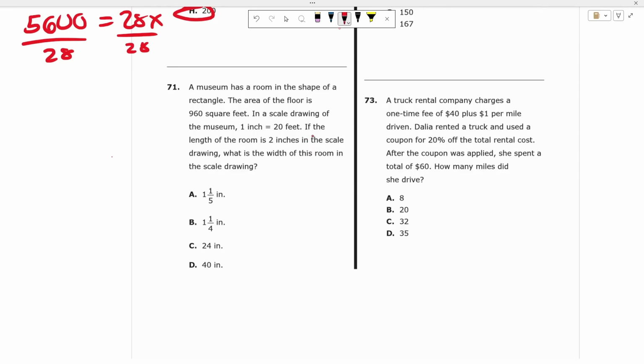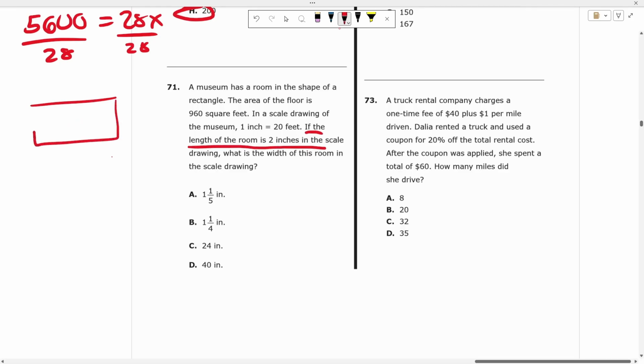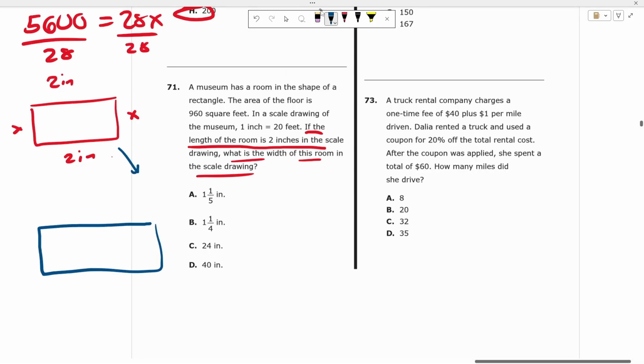So we know that if the length of the room is 2 inches on the scale, so here's my piece of paper and here's my scale, we know that the length is going to be 2 inches. What is the width of this room in the scale drawing? Okay, so we want to find my width. We know that my scaled length is 2 inches. So if I convert this into real life, we know that 1 inch is equal to 20 feet. So in this case, if we have 2 inches on the paper, we know this is 40 feet, and then this is 40 feet.